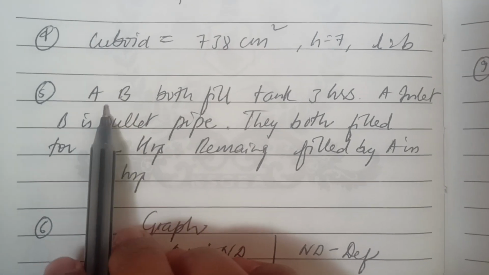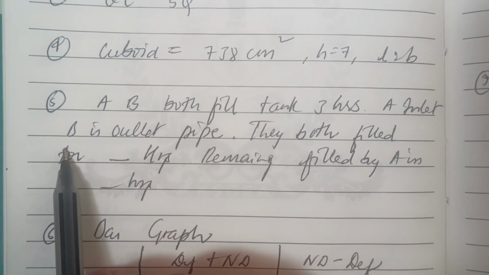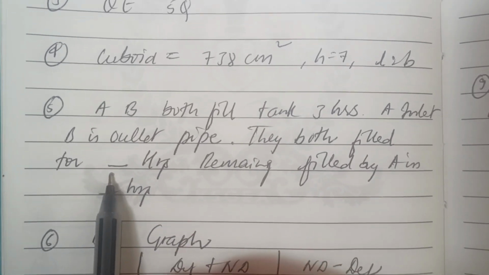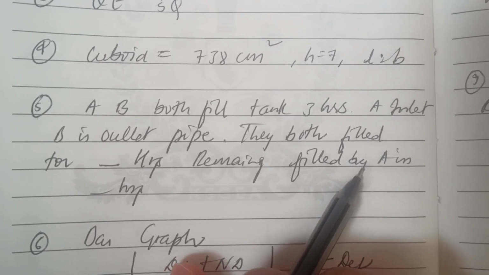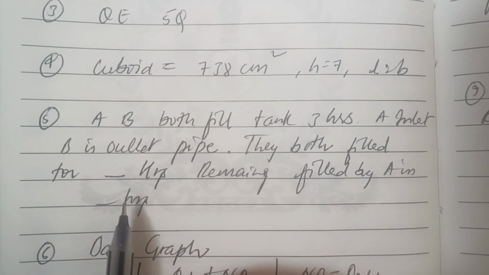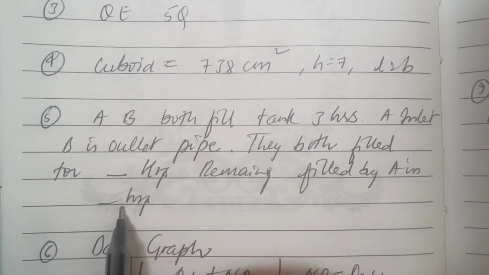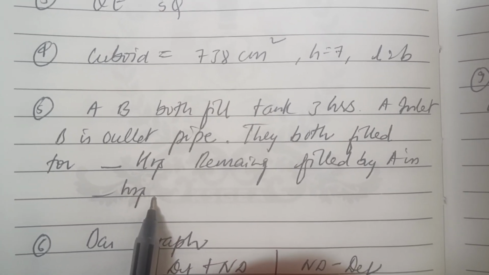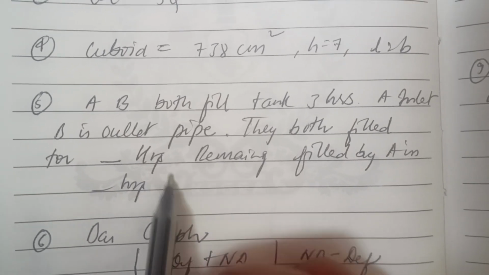Then there was one like A and B, so both filled the tank in 3 hours, and A is an inlet pipe and B is an outlet pipe. They both filled for some hours, I guess. The remaining part will be filled by A in some hours. Currently I am not able to recall what the actual data was. I tried this one, but I didn't get the answer which was in the options. Please comment what the answer for this was.